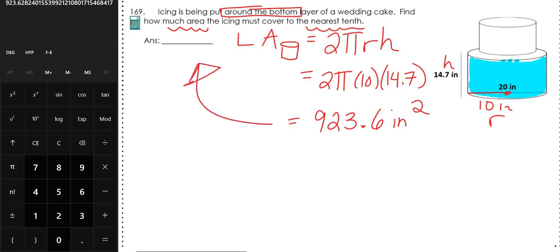Okay, this was a pretty straightforward question as long as you knew the lateral area formula, which is 2 pi r h, and you understood that it's lateral area if they just want to go around the cake and not put any icing on the top or the bottom. That would be surface area. But in this case, it's just around the cake, which is lateral area. Okay, let's go on to the last question on this page.